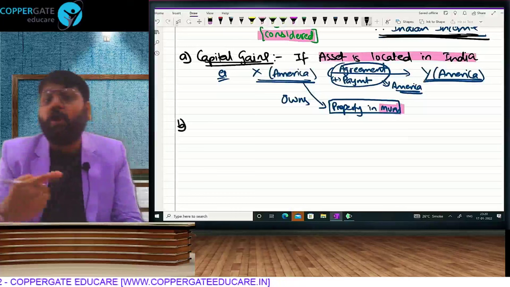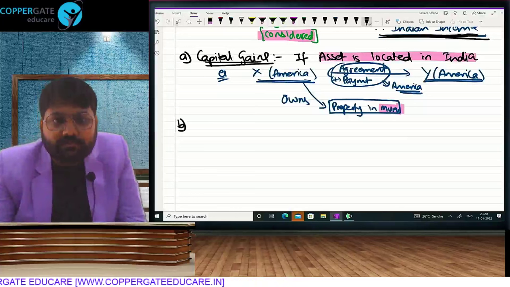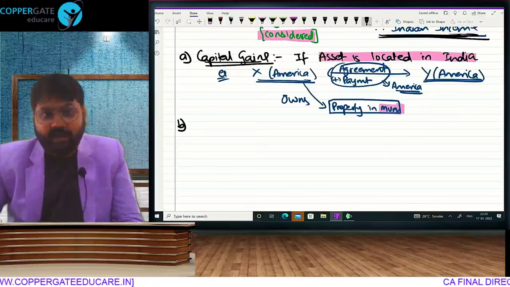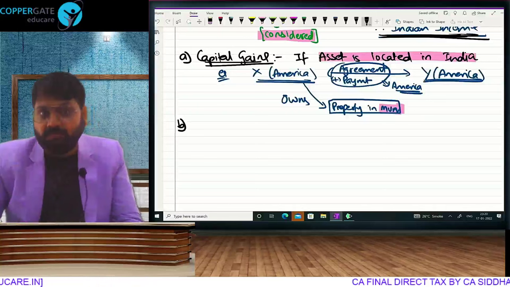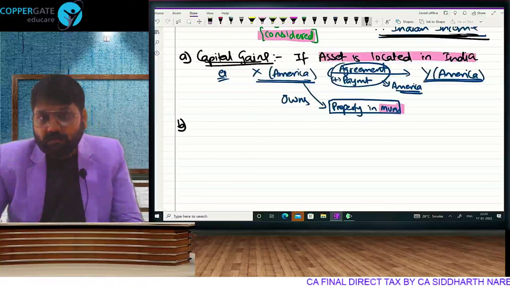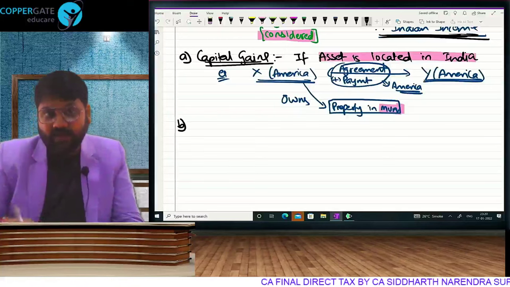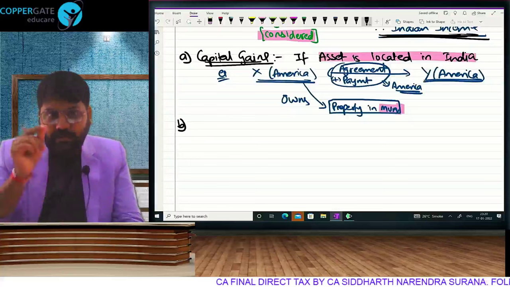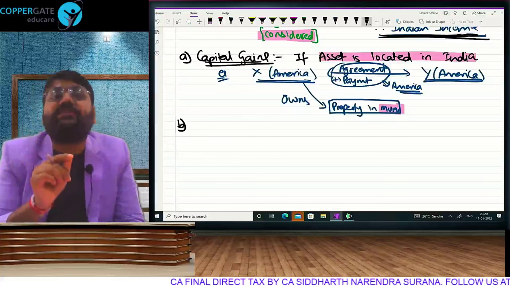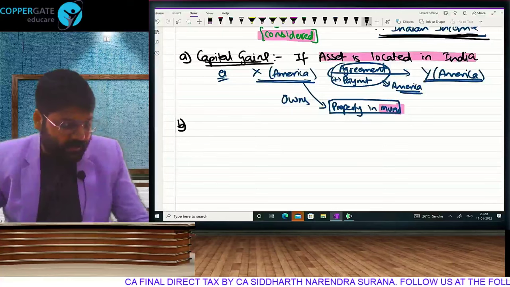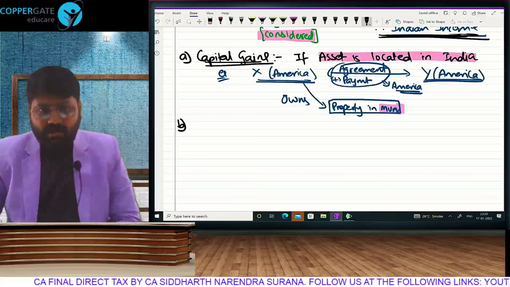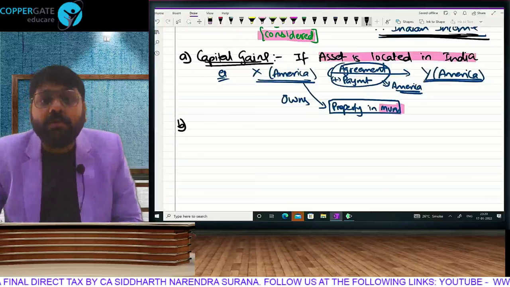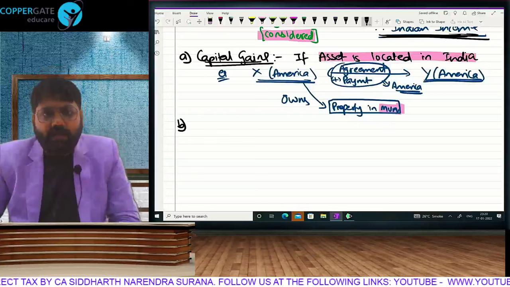This is point B of which list? Income deemed to accrue or arise in India, which will be treated as Indian income. And once it is treated as Indian income, we will take tax from whom? You cannot forget this, if we are going into the detail of something. Once it is Indian income, it will be taxable for whom? Which assessee? My question is, which assessee? ROR, RNOR or? It will be taxable for? Everyone. Are you following?